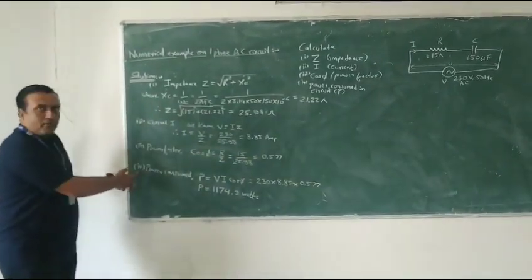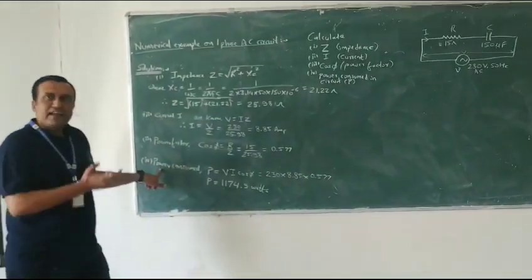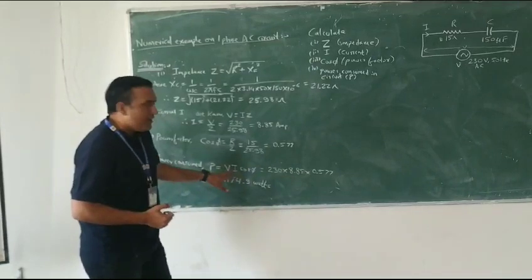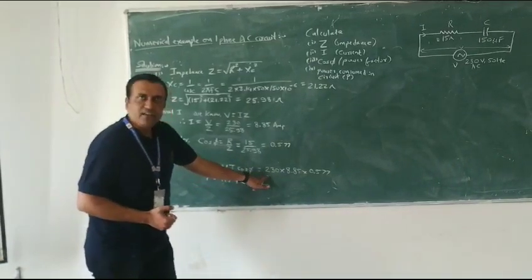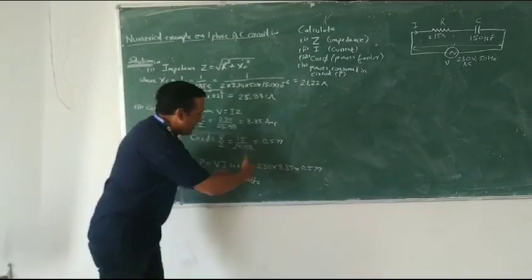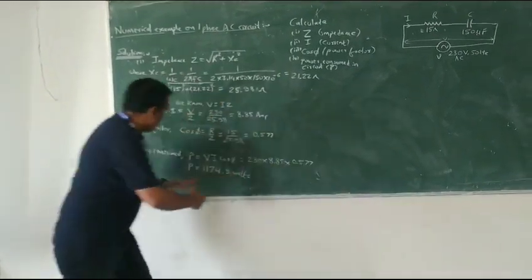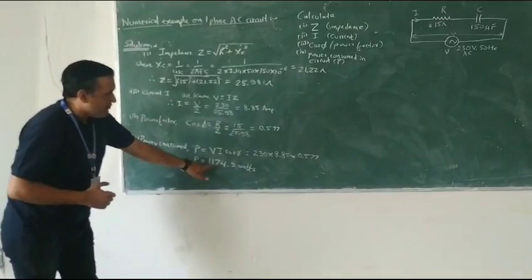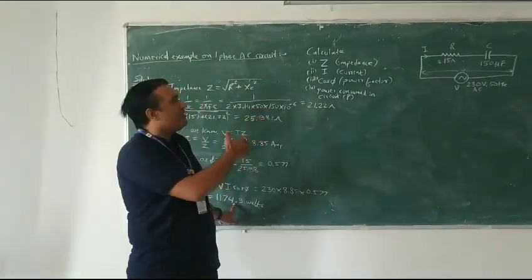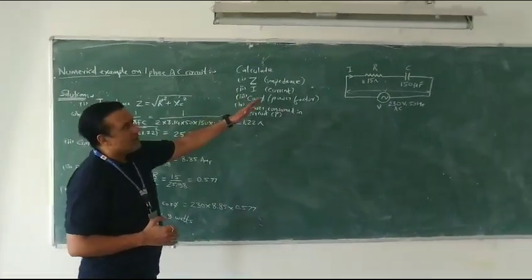Now the last thing is power consumed. Power consumed is active power. P equals V I cos phi. So by putting the values of V, I and cos phi, that means 230, 8.85 and 0.577, by multiplying all the three things, we got power as 1174.5 watts. So this is a simple explanation of calculating the quantities for a single phase AC circuit.